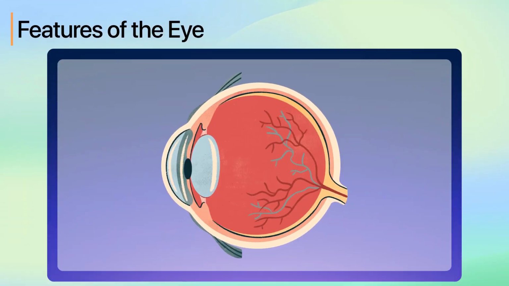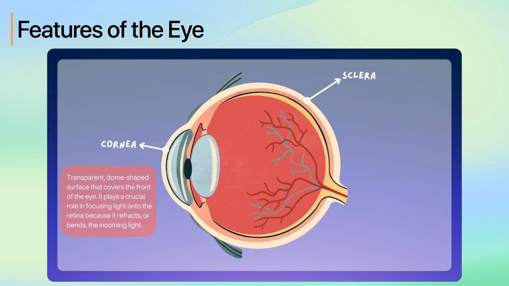To understand how the eye helps us see, we need to explore its different parts and how each part contributes to vision. The sclera is the tough outer wall of the eye. It provides support and protection to the inner components of the eye. The cornea is the transparent, dome-shaped surface that covers the front of the eye. It plays a crucial role in focusing light onto the retina because it refracts or bends the incoming light.